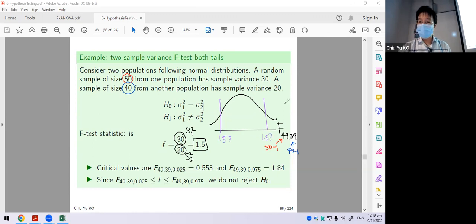But what I want to find out is the alpha over 2 here, alpha over 2 there. And there are two ways. First, I want to show you how to do it in Excel, and then I tell you how to use the F table. Excel is very simple. How to figure this out? So we just use the F function.